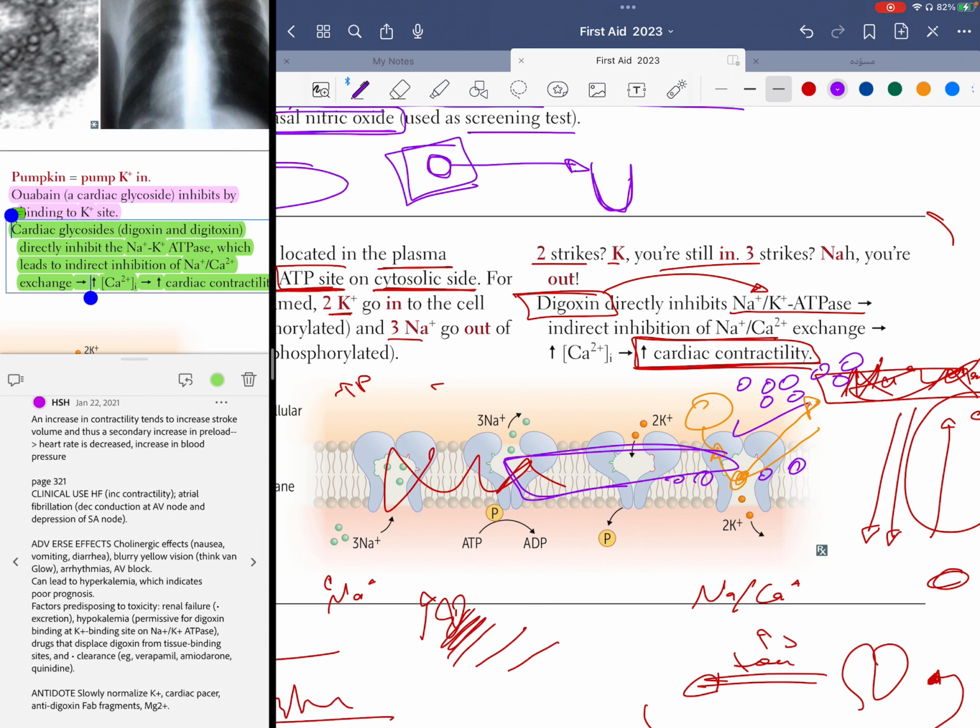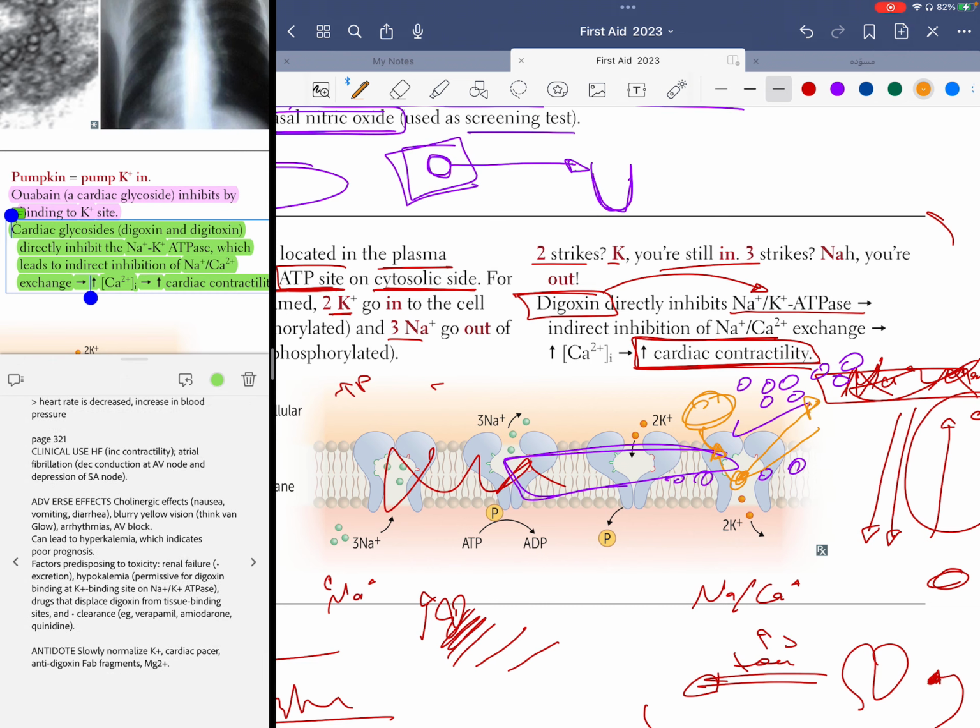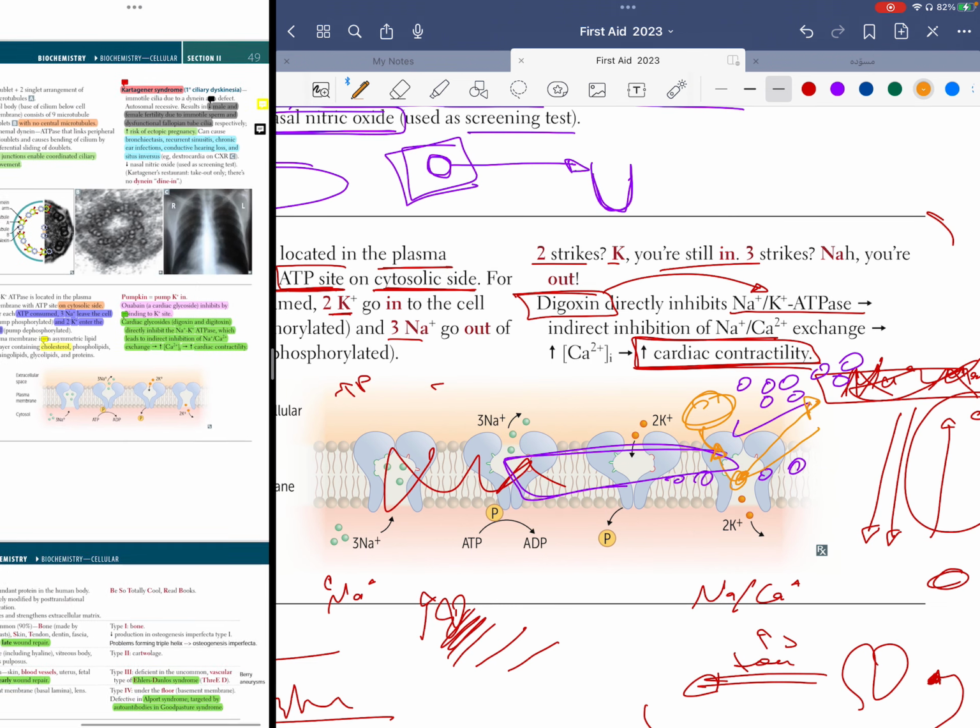So these drugs that think they're doing good but are actually displacing the digoxin are verapamil, amiodarone, and quinidine. And the antidotes: slowly normalize potassium, atropine, cardiac pacer, and antidigoxin Fab fragments, plus magnesium too. So the treatment normalizes potassium and magnesium, and includes a cardiac pacer and the Fab fragments. And I guess that's it.